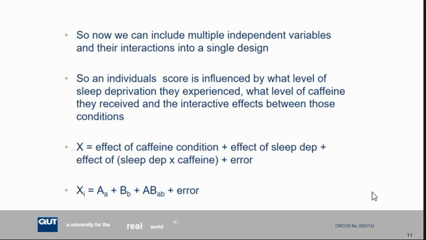So now any individual score is influenced by the level of sleep deprivation they experienced, whether they received caffeine or not, and the interaction effect between those two conditions. So everyone's score in that particular experiment is made up of the effect of being in the caffeine or non-caffeine condition, the effect of being exposed to sleep deprivation or not, and the interaction between those two things. And that's how we would write it: the effect of variable A, the effect of variable B, and the interaction between the two, and of course any individual sampling error.